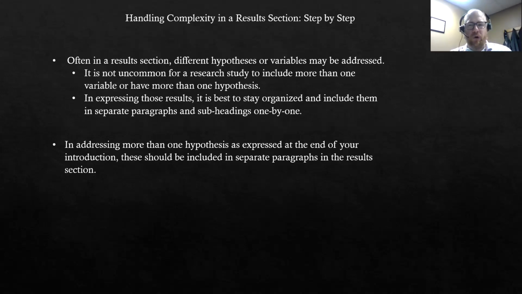So how do we handle complexity within the results section? It's not uncommon, as we've seen in studies that we've looked at, for the results section to potentially address more than one hypothesis and have more than one variable, right? So one thing that we need to do is try to stay organized, and include those in separate paragraphs and address them one by one. The same thing goes with hypotheses. If we are attempting to address more than one hypothesis, we need to make sure that we include those paragraphs separately within the results section.